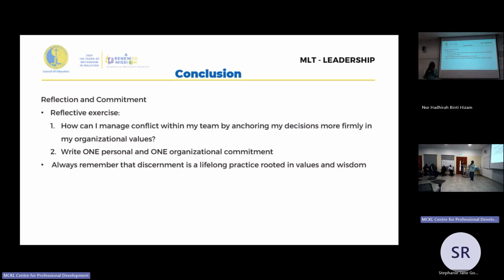I talk about sense of belonging. I talk about organizational attachment. That is my area of expertise. I do a lot of research publication on that. So this is very important. If you want to stay in a particular organization and want to grow, you need to have that commitment. Okay. So always remember, discernment is a lifelong practice rooted in value and wisdom.